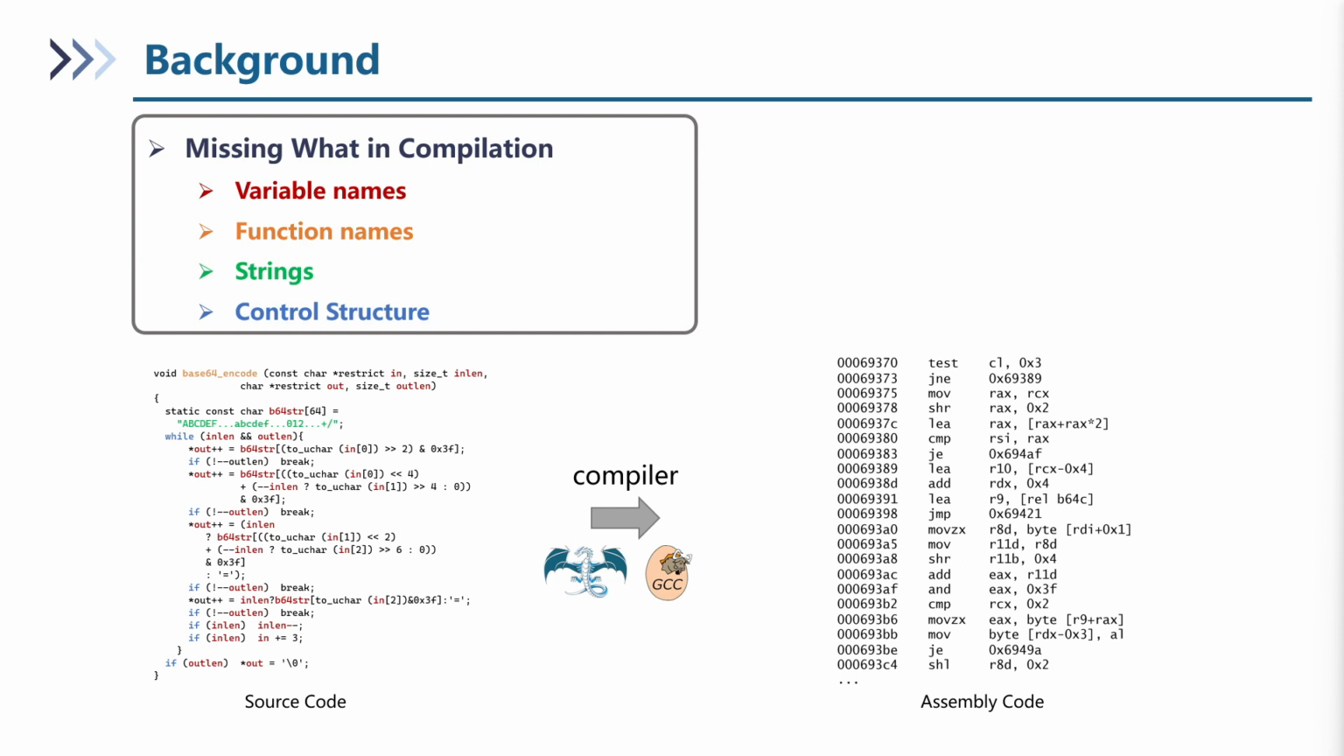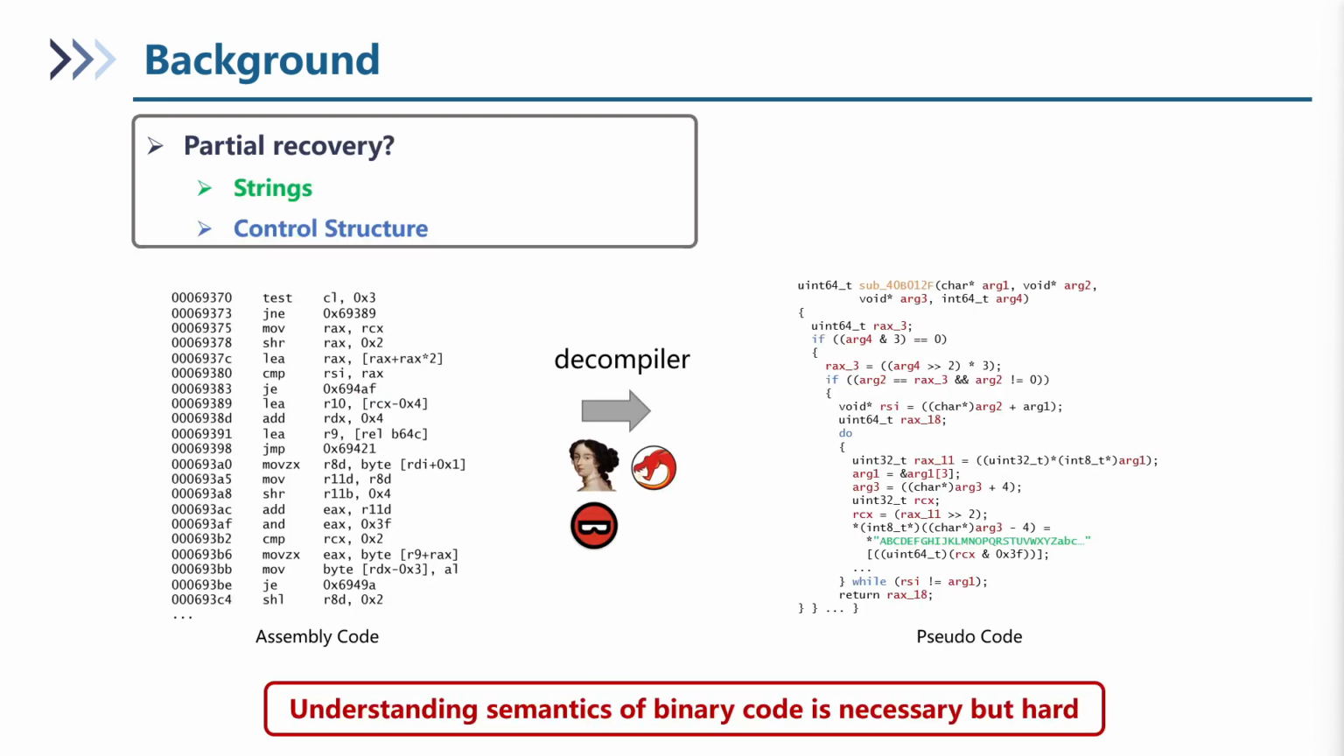The compiler drops something in the process of compiling the source code into the executable binary code, such as the variable names, the function names, and the strings and the control structures. These are very important for understanding what the program is doing. Due to the absence of these things, it is difficult to understand the semantics of the program from the binary code. So can we recover these informative materials to help us understand the binary code semantics?